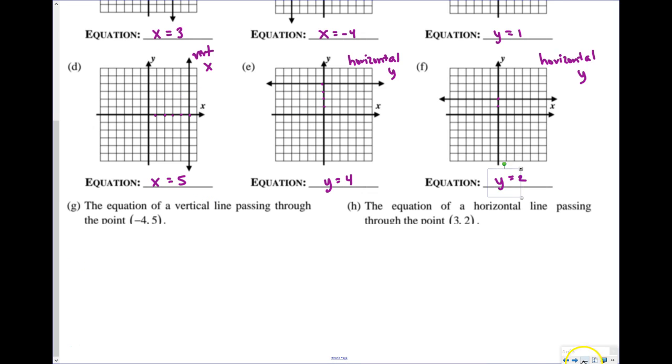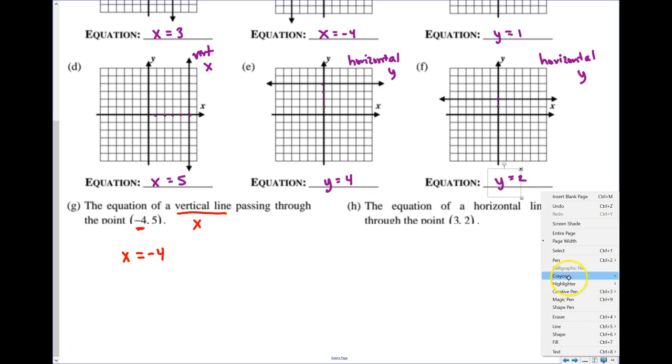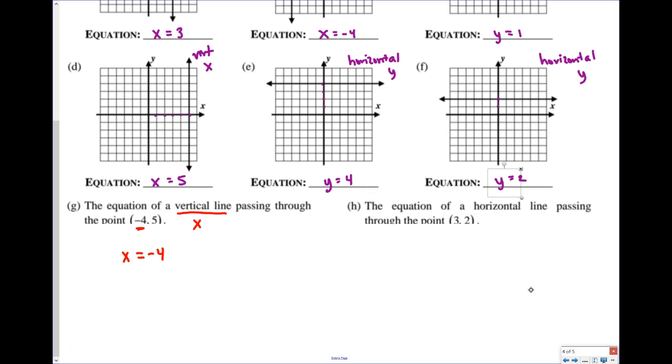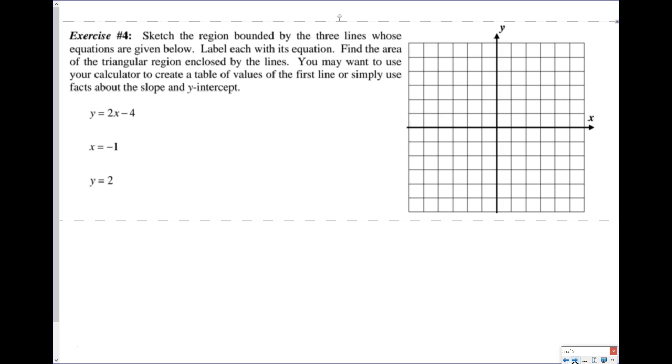Now, these don't give you graphs, these give you some points. Let's take a look. The equation of a vertical line, so when I think vertical, I think x, so I'm going to have x equals, passing through the point negative 4, 5. Well, negative 4 is my x value, so x is negative 4. Simple. H, the equation of a horizontal line passing through the point 3, 2. Horizontal is y, so I'm going to look at my y value, so I have y equals 2. Easy.